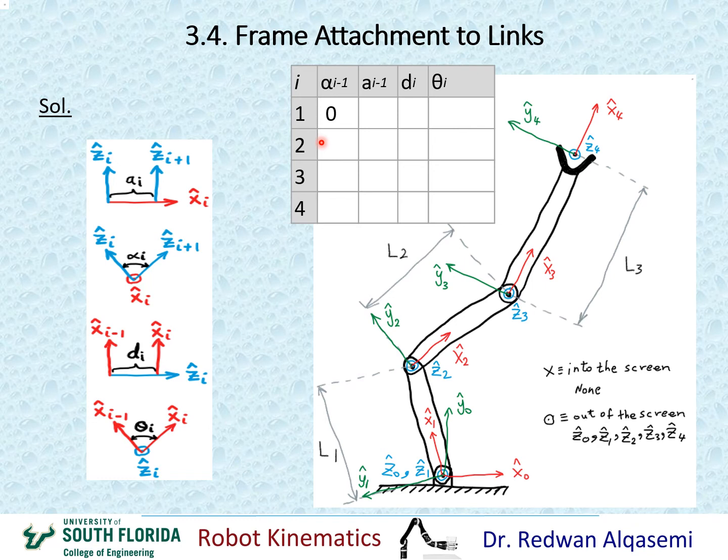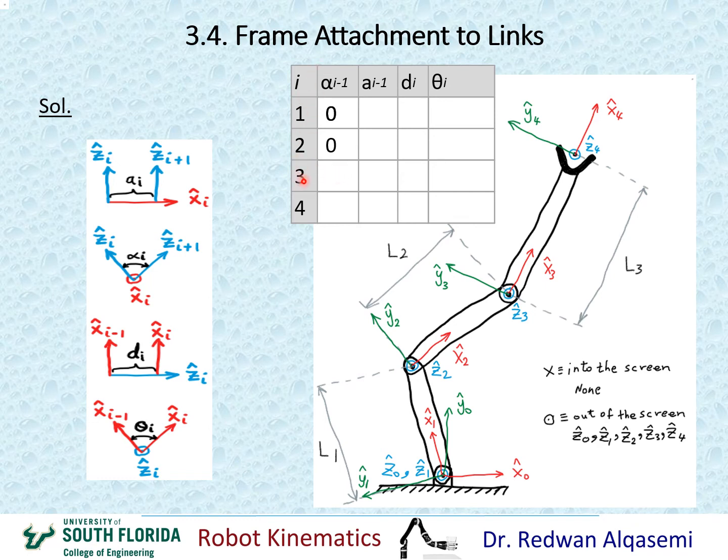Now when i equals 2, that means I'm going to be looking at alpha i minus 1, that means alpha 1. Looking back at this chart, if I want to find alpha 1, I should be looking at Z1 and Z2 about X1. Okay, Z1 is right here coming out of the screen. Z2 is right here coming out of the screen. And I'm going to be looking at the angle between them about X1. This is X1. Okay, so the angle between them obviously is 0 since both of them are coming out of the screen. So that means I can fill in alpha 1 to be 0.